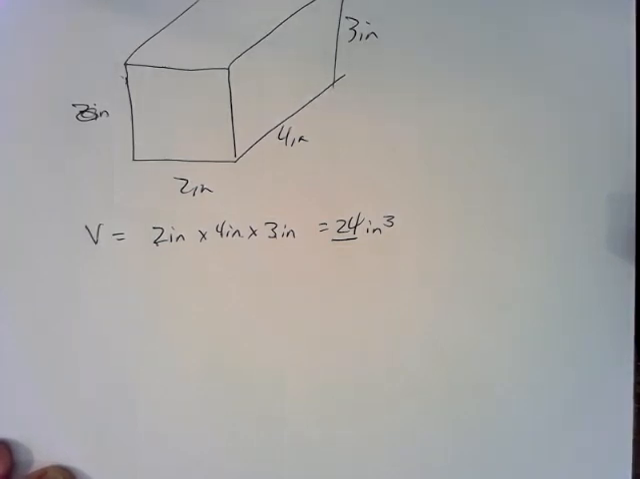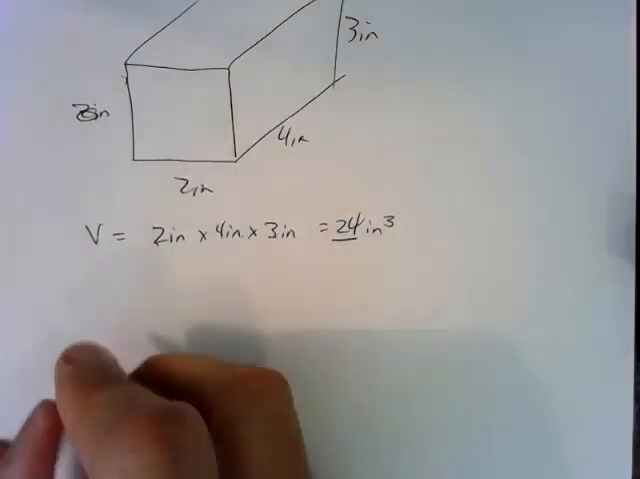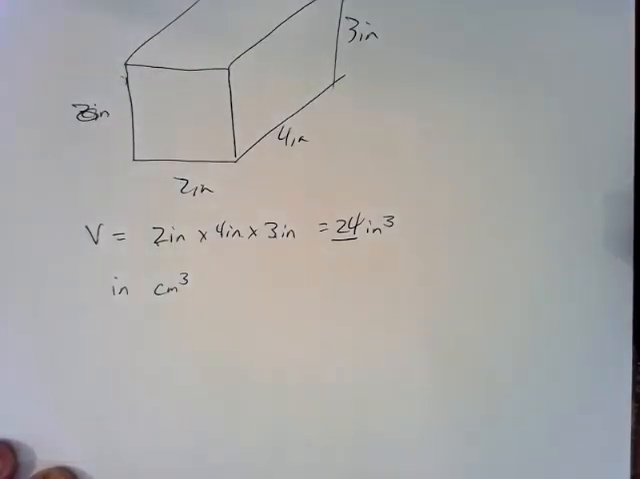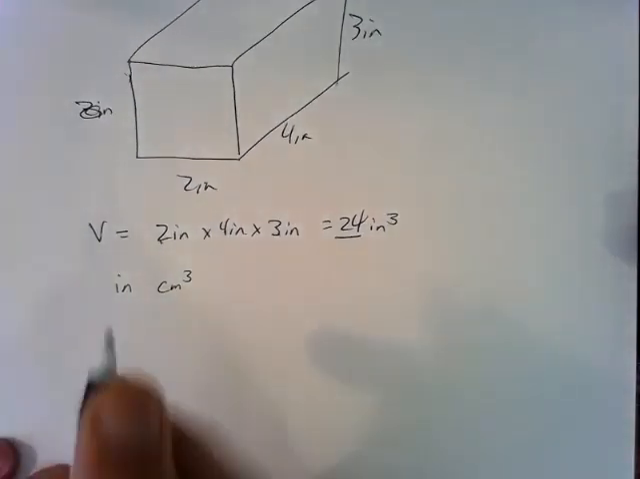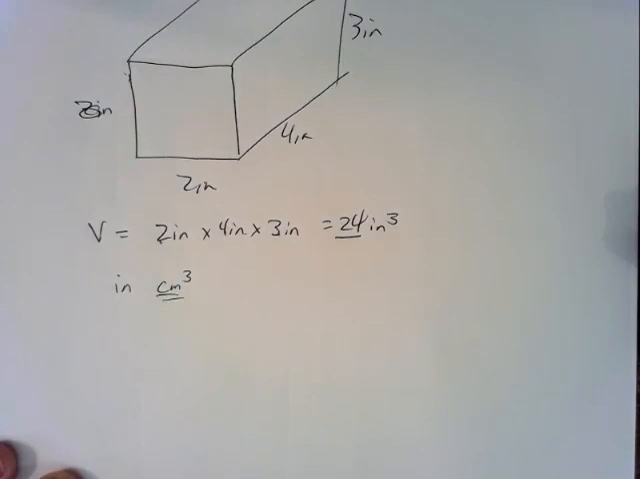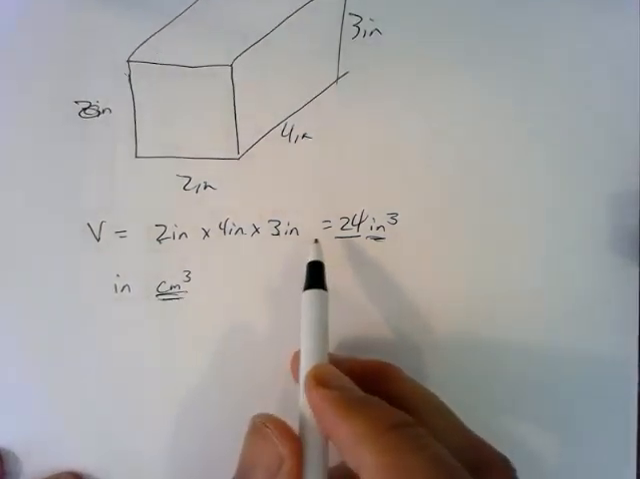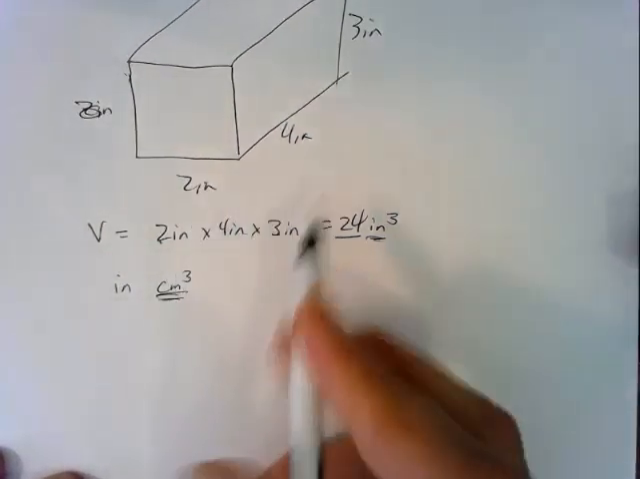So let's say the problem says, what's the volume of this cube in centimeters cubed? Because a lot of times we deal with the metric system in science. So we want to get out of the American system of inches and feet and miles and into the system that the rest of the world uses, which is the metric system: meters, millimeters, centimeters, kilometers, kilograms, grams. Okay? So let's say the problem is to convert this volume.